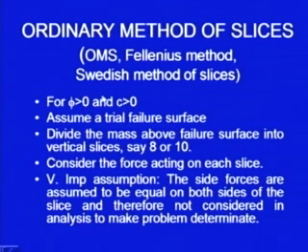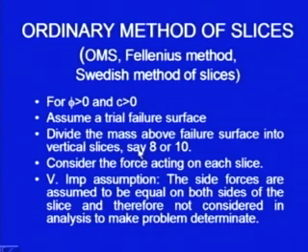So, now this particular case is a general case. The phi value can be more than 0 and C is obviously more than 0. So, it is for C-phi soil, and the basic principle is that we assume a trial failure surface. We generally assume a circular failure surface as the first trial, and then we divide the mass above the failure surface into vertical slices.